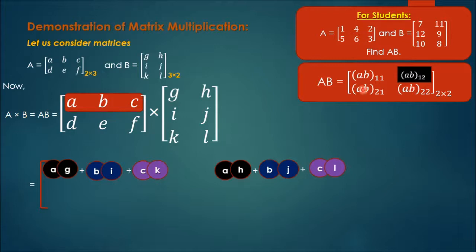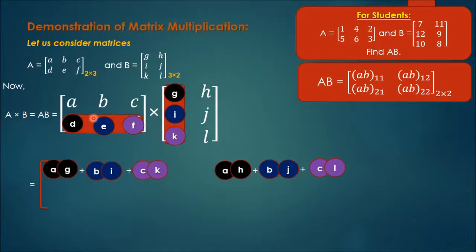Now for component AB21, we have to consider another row. Right now for AB11 and AB12, row 1 was fixed, but now the row will change. Elements of row 2 of the first matrix will be taken with elements of column 1 of the second matrix. Only columns are considered on the second matrix and rows are considered on the first matrix. So if I say row, it is from the first matrix, and if I say column, it is from the second matrix. So elements of R2 and C1 will be multiplied. Which elements will be taken with which? That is D with G, E with I, and F with K.